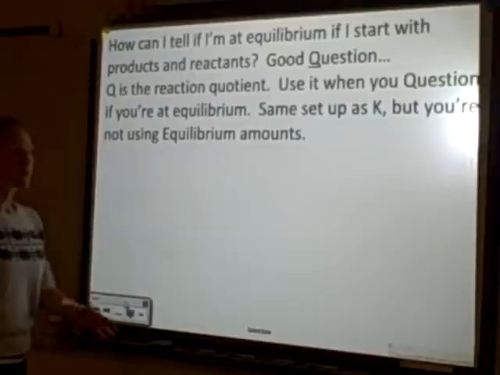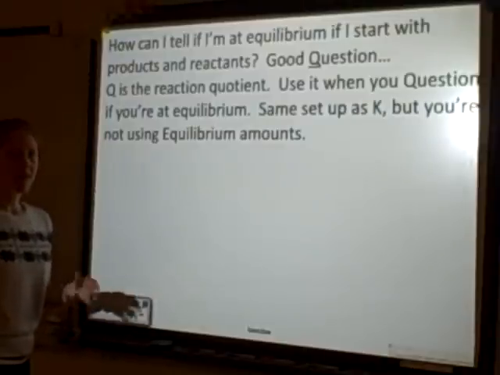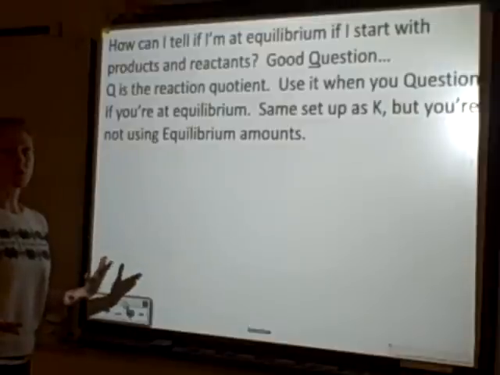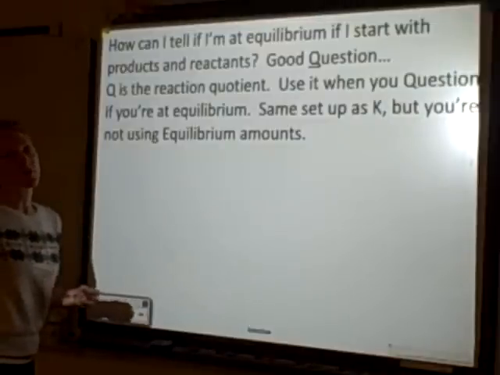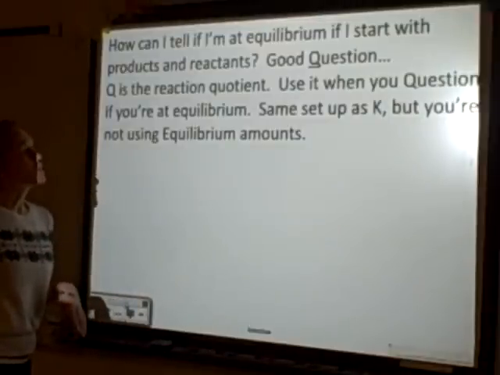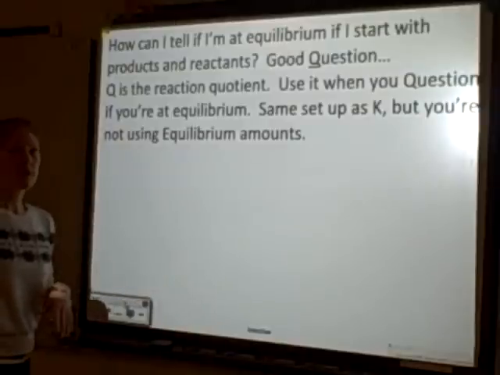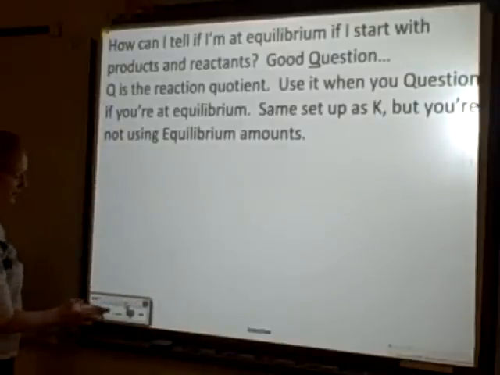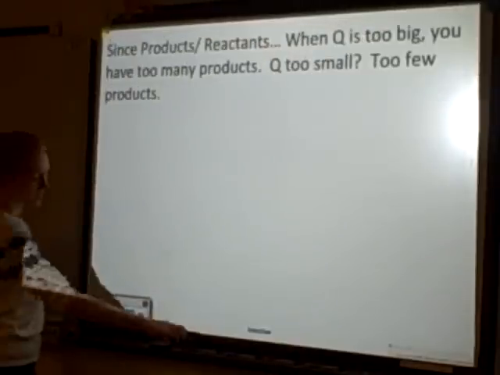So if I'm starting with these three concentrations, I just plug them into the reaction quotient, and I'll find out if I'm at equilibrium or not. Basically, if Q equals K, then you're at equilibrium. So it's going to be the same setup.